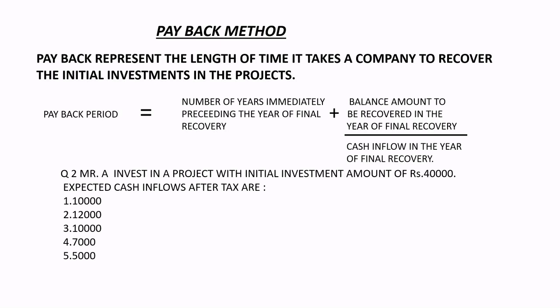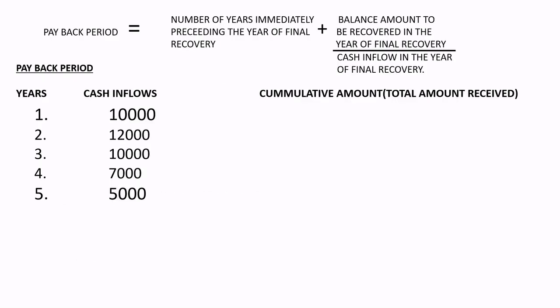So let's calculate the payback period to find the length of time. These are the number of years and these are the cash inflows mentioned in our question. In the first year we will receive 10,000 rupees, and in the second year 12,000 rupees. Third year 10,000, fourth year 7,000, and the fifth year 5,000 rupees. Now how do we calculate the payback period? The formula is the one we have above: the number of years, plus the balance amount to be recovered, divided by the cash inflow in the year of final recovery.